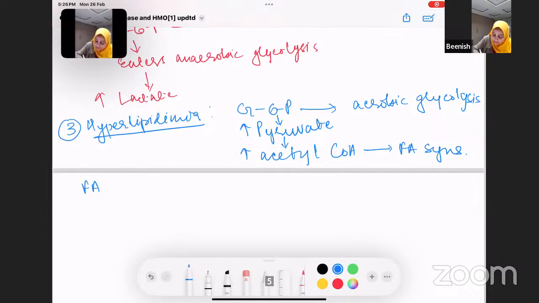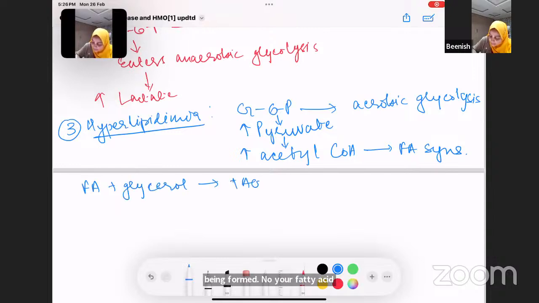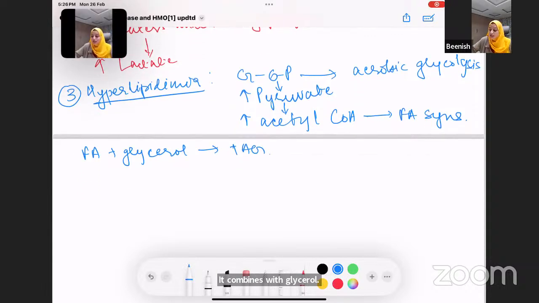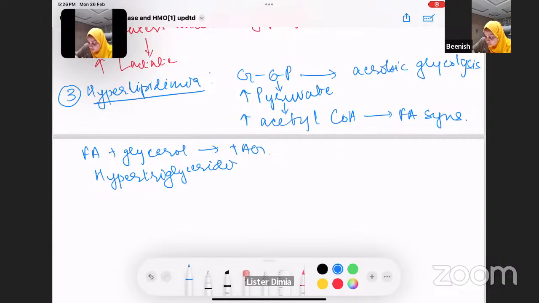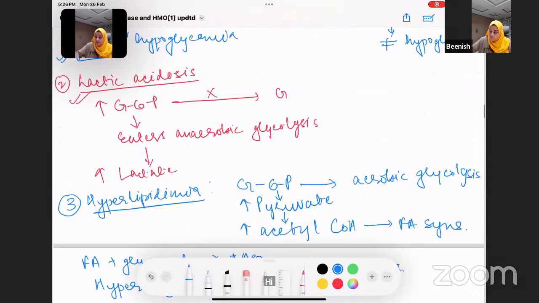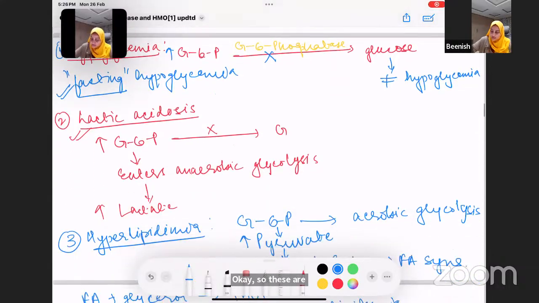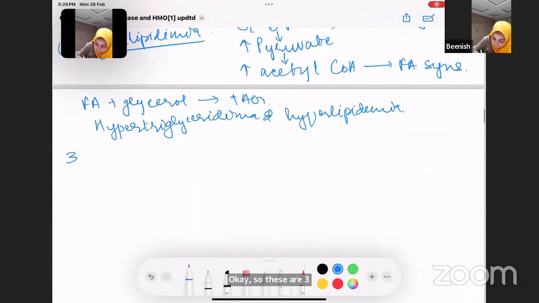Now your fatty acid combines with glycerol to form TAGs. So there is an increase in hypertriglyceridemia and hyperlipidemia. So these are three. What else is left? Ketosis is left. How is ketosis occurring now?